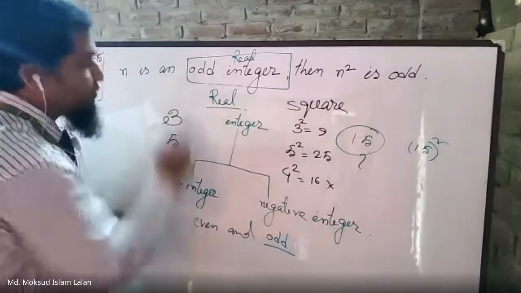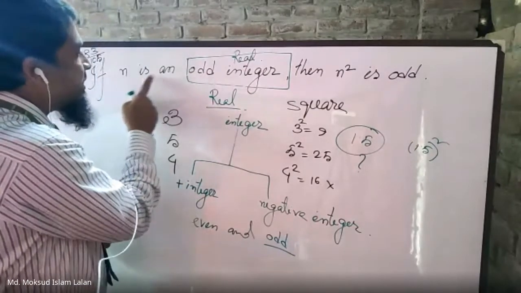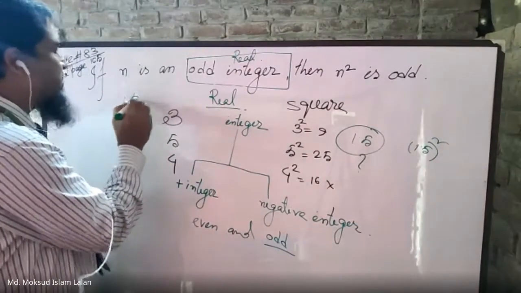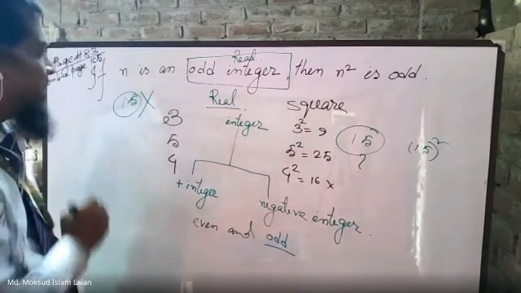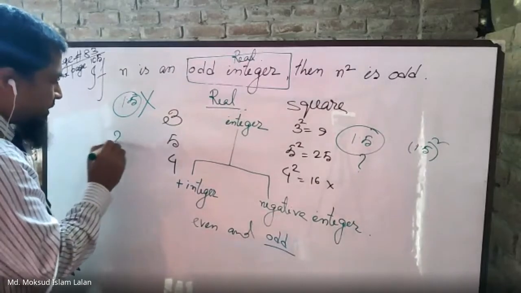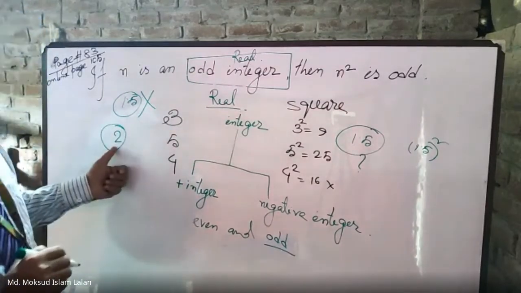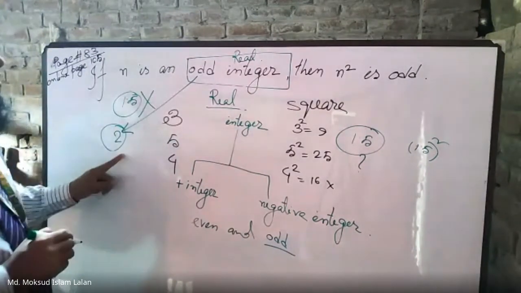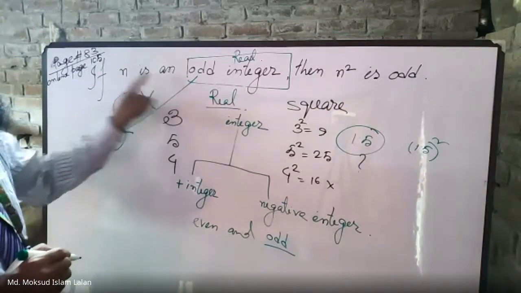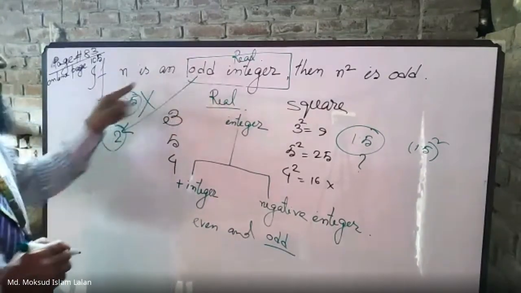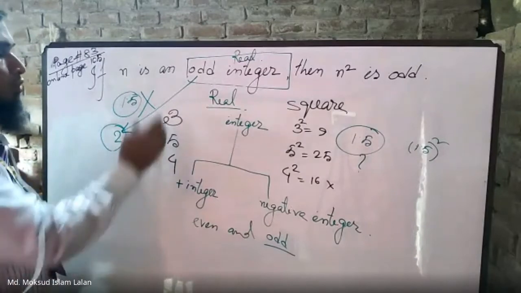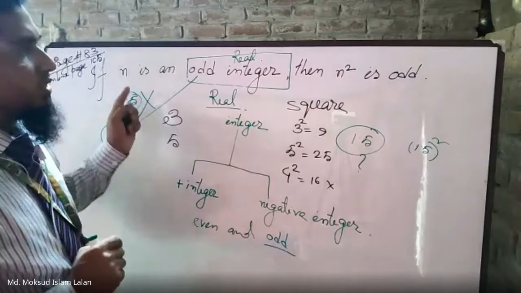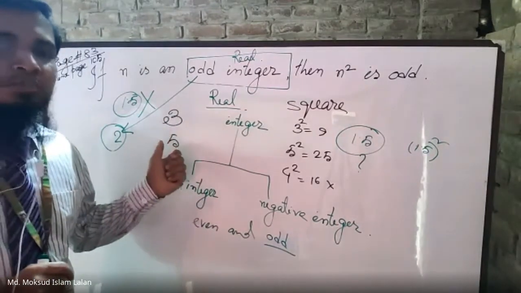So this is our question: if n is an odd integer, you cannot consider something like 1.5 because this is not an integer. You cannot consider 2, though 2 is an integer, because it is not odd, right? Yes sir. If n is an odd integer, it means here 3 or 5. So now the question is whether it is positive or negative. Do you understand?